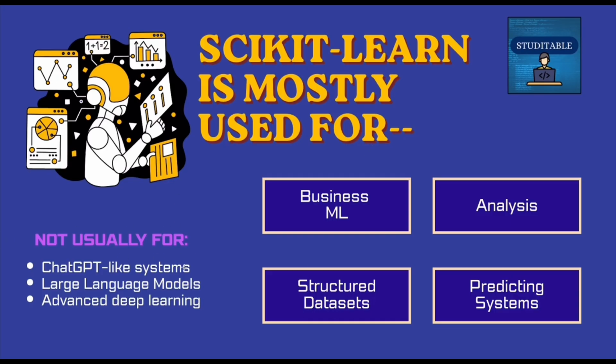And it's not usually used in ChatGPT-like systems, because the data may not be structured there, it's scattered. Sometimes it's not even in a format that is understood. So we use deep learning frameworks like PyTorch or TensorFlow there. Large language models require billions of parameters and do not work with one or two parameters. So scikit-learn would be extremely slow for large language models. They require billions of parameters and specialized infrastructure, so they also use deep learning models.